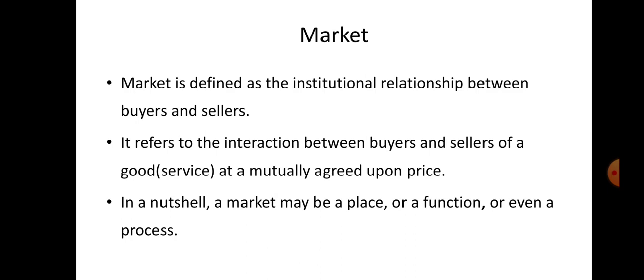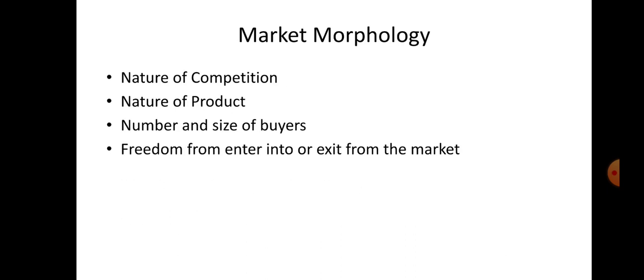Now let us understand what is market. Market is defined as an institutional relationship between a buyer and a seller, or buyers and sellers. It refers to the interaction between buyers and sellers of a good or service at a mutually agreed upon price. In a nutshell, a market may be a place or a function or even a process.